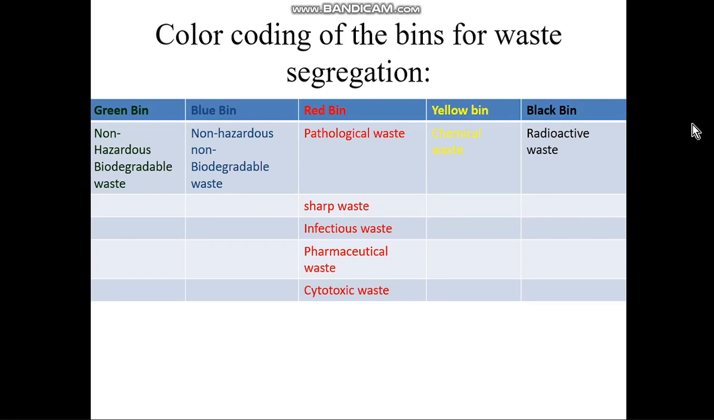Here is the example of color coding of bins for waste segregation in a healthcare facility. Green bin is used for non-hazardous biodegradable wastes. Blue bin is used for non-hazardous non-biodegradable wastes. Red bin is used for pathological waste, sharp waste, infectious waste, pharmaceutical waste and cytotoxic wastes. Yellow bin is used for chemical waste and black bin is used for radioactive wastes.